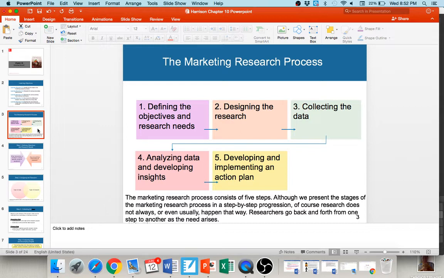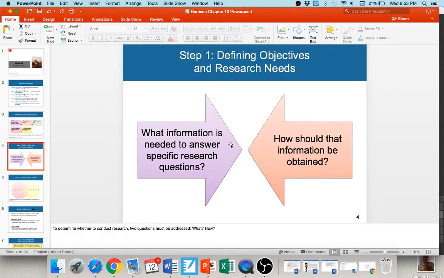But if you want to try to logically organize these things in your brain, step one would be to define the objectives and the research needs. Step two would be to design the actual research. Step three, collect the data. Step four, analyze the data and develop some insights. And then step five, develop and implement an action plan for using that information you've collected. So we're going to look at each of these individually.